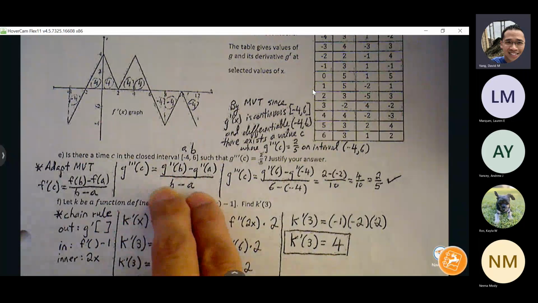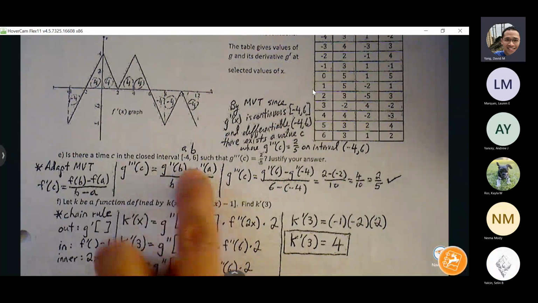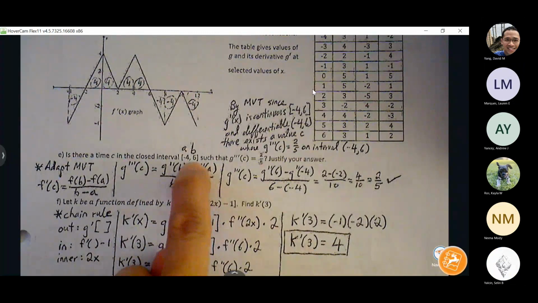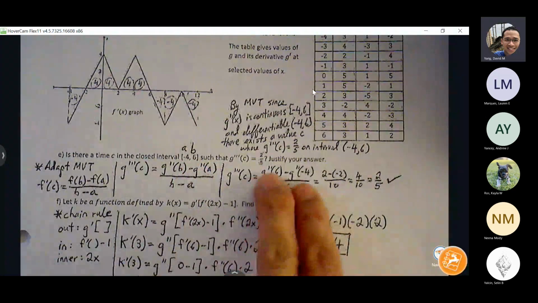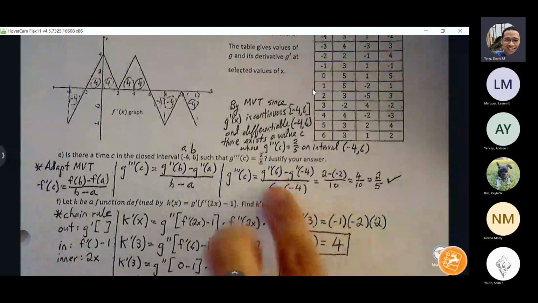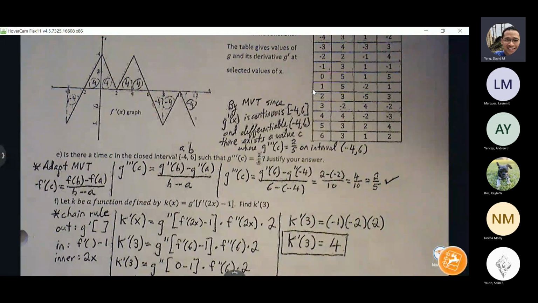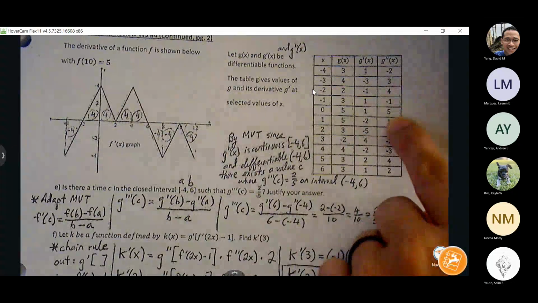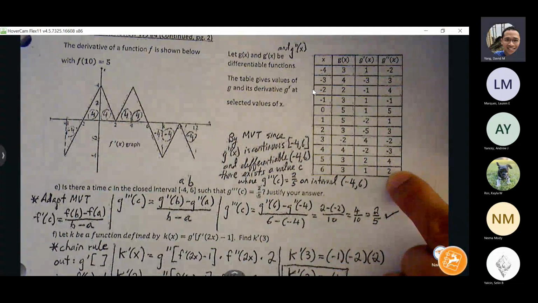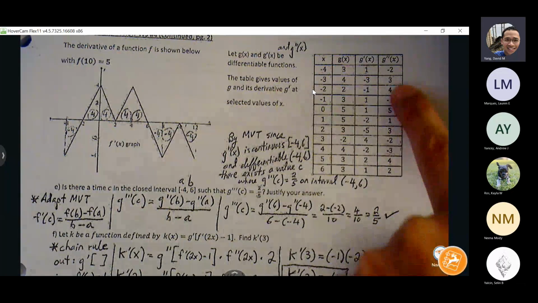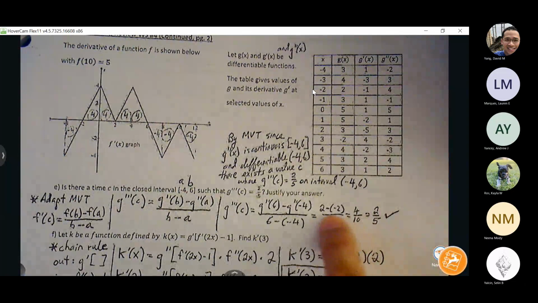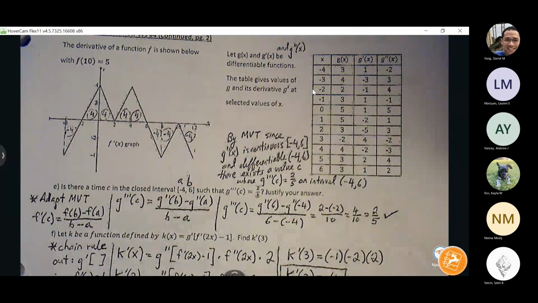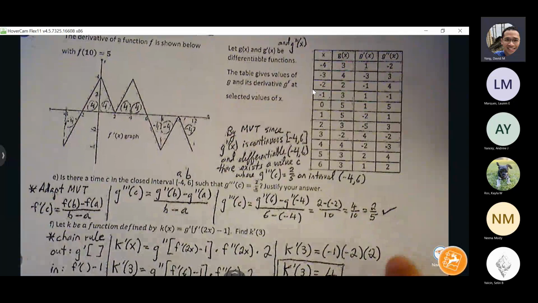Right. So I can take A and B. That's always provided for you: -4 and 6. So we do the change in G double prime over the change in X. We look at 6 and -4. G double prime of 6 is 2. G double prime of -4 is -2. So change in Y over change in X, we get 2/5, then yes.